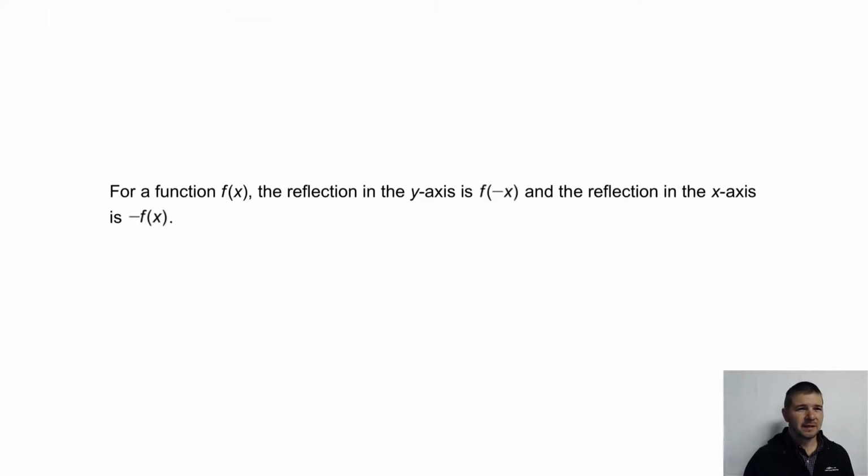For a function f of x, the reflection in the y-axis is f of negative x, so the negative is applied to the input x. And the reflection in the x-axis is the negative of f of x. So note here the difference. The negative is applied to the entire function f of x, not just the input values.